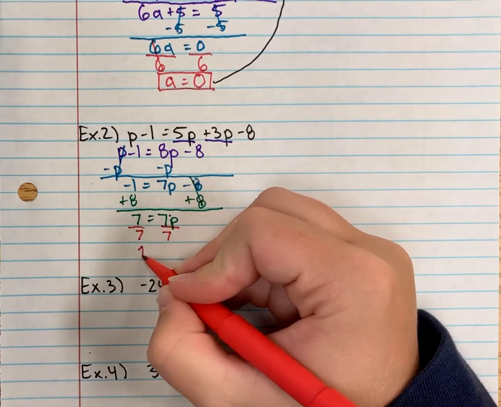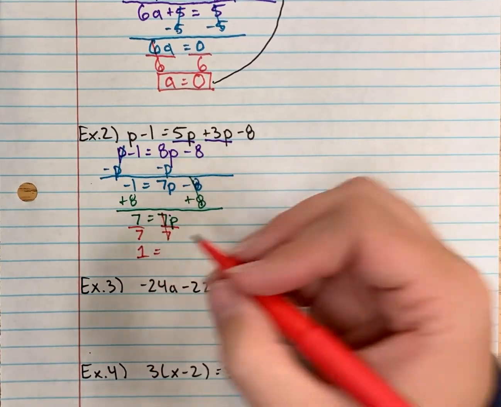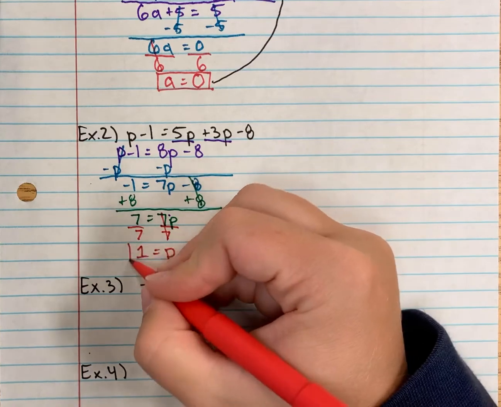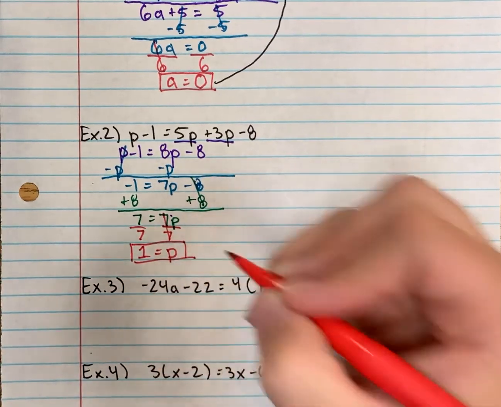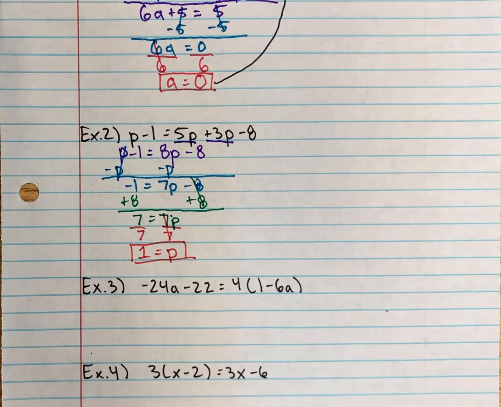7 divided by 7 is 1. That's a 1. So p equals 1. So that is your answer for example 2. So the thing to remember here, guys, is why we want to do an example like this.